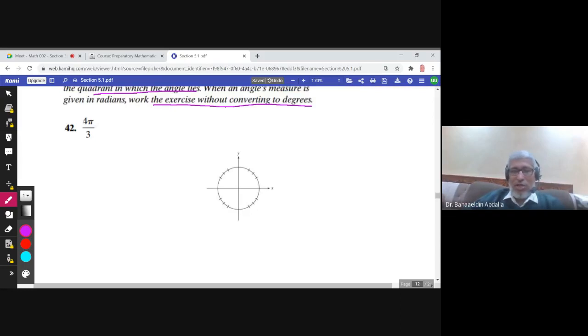So how to sketch the graph of 4 pi over 3? We are in positive direction. This is 0. This is 3 pi over 3. So 4 pi over 3 would be here. And that's the graph of 4 pi over 3. This is 4 pi over 3. Okay, this small angle between 3 pi over 3 and 4 pi over 3 is 60, or pi over 3.